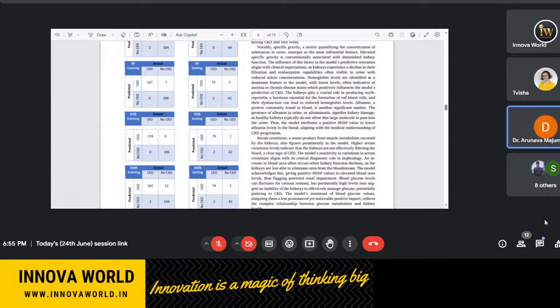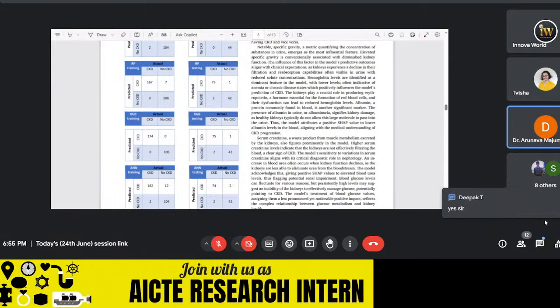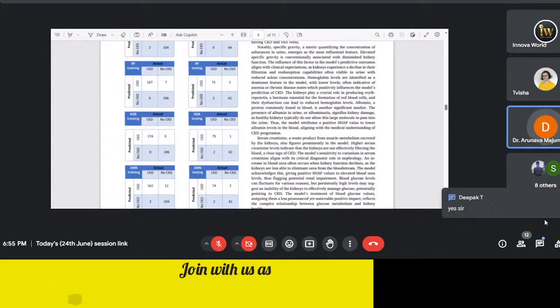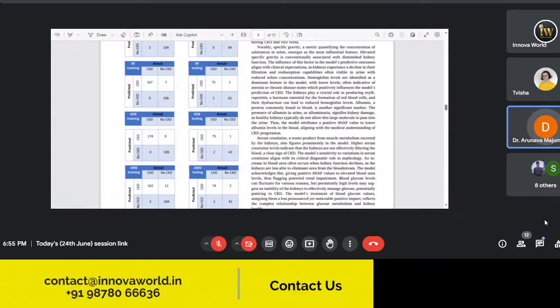Everybody understood? Okay, so these are your tasks. I think the data sets are already shared with you, and if you have your own data set, then you can also use that one. Okay, so your next task.